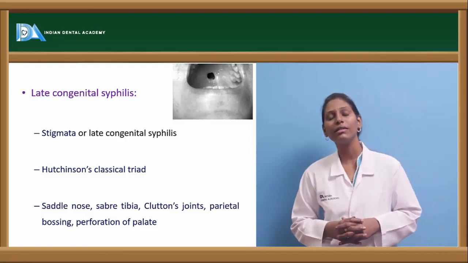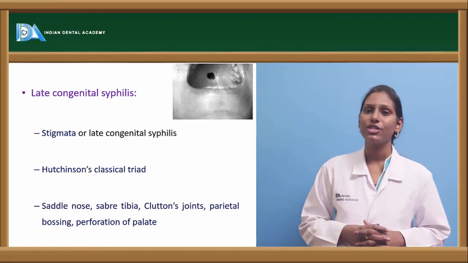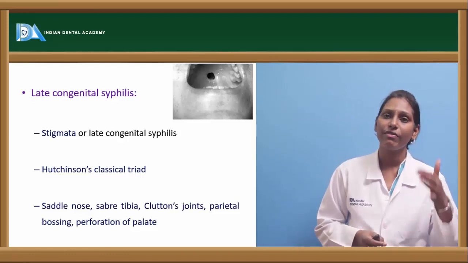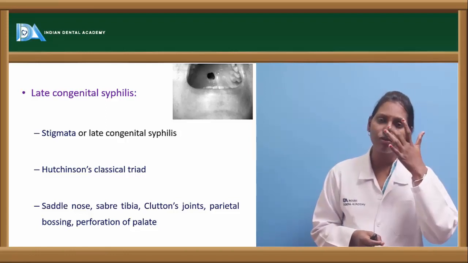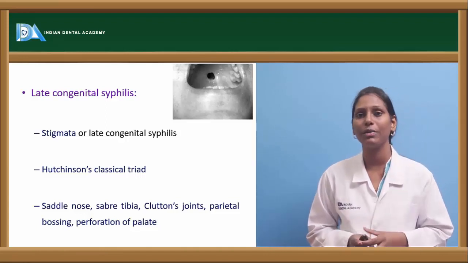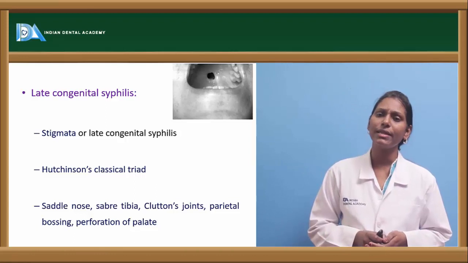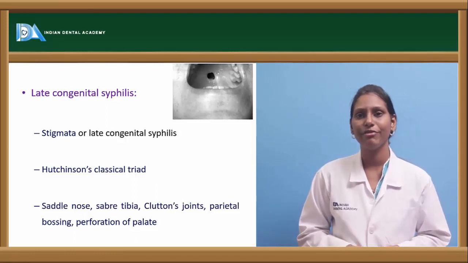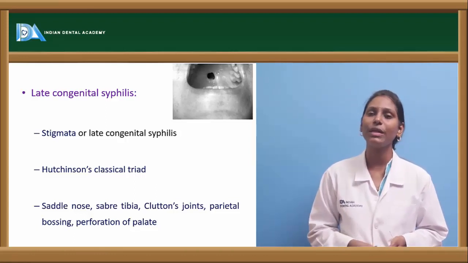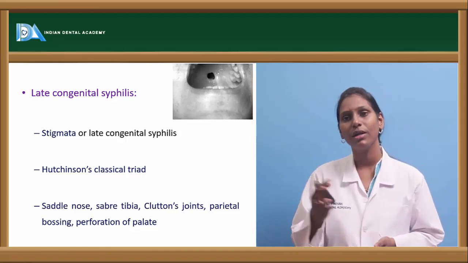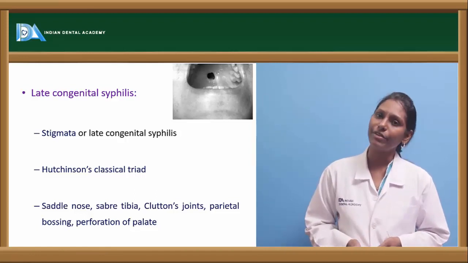Okay, along with this Hutchinson's triad, in congenital syphilis, late congenital syphilis, we have saddle nose, where the nasal bridge is not formed properly. There will be depression of your nasal bridge. Saber tibia, Clutton's joints. Clutton's joint is nothing but painless effusions with subluxation. Usually, most commonly, the knee joint is involved. We have parietal bossing and perforation of the palate.